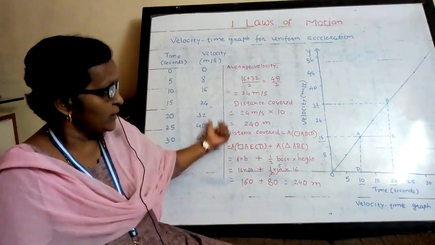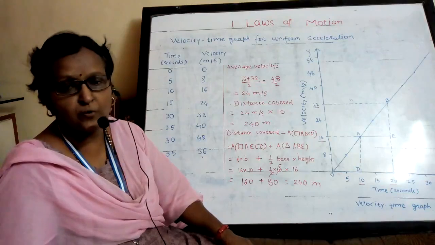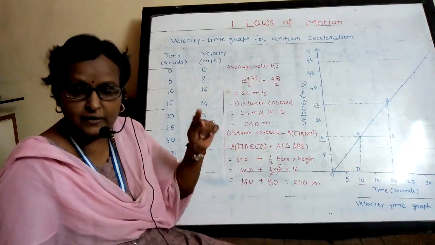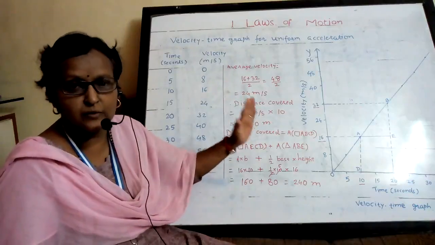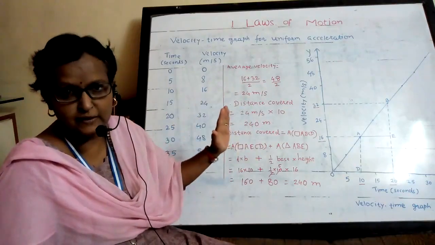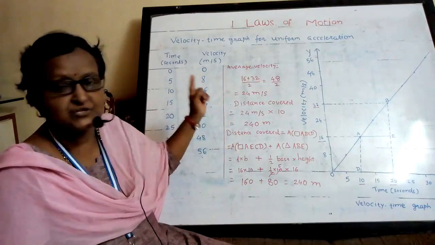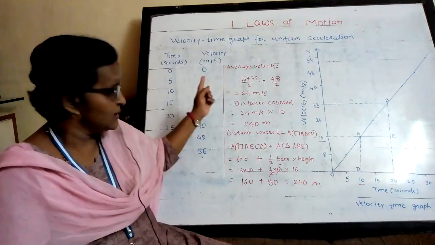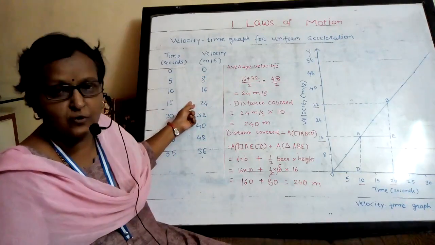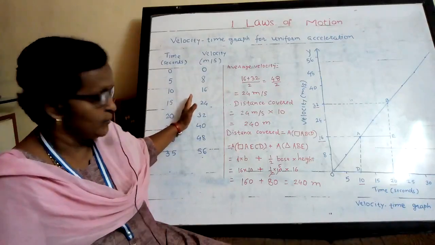Now one more example is here, the velocity time graph for uniform acceleration. Yesterday in the example of the train, the train was continuously moving with uniform velocity, that is 60 km per hour. Here there is a change in velocity. Change in velocity is nothing but the acceleration. The change in velocity is uniform here, so that motion is called uniformly accelerated motion.